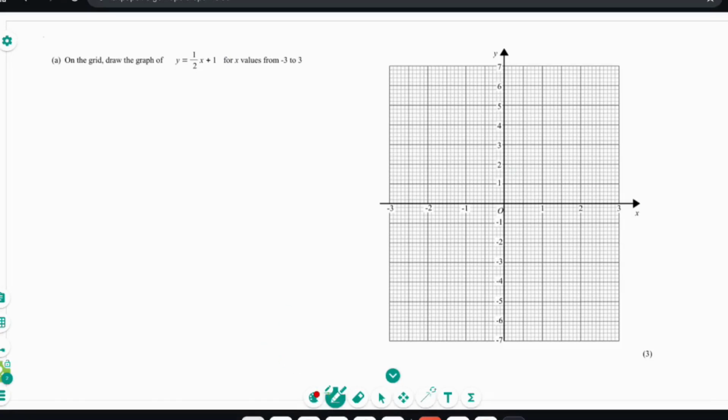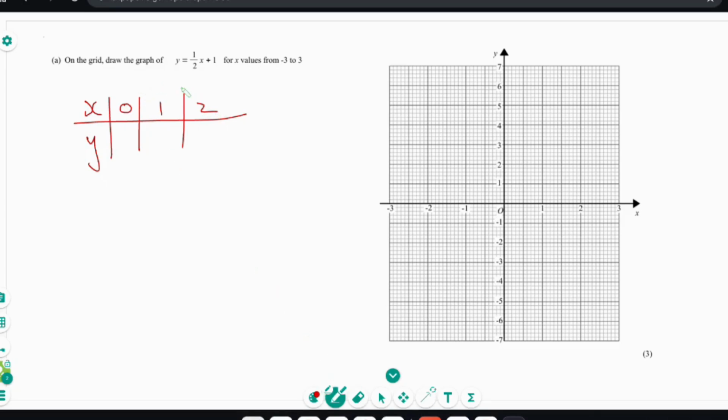Okay, now sometimes you're not given a table. It just says on the grid, draw the graph y equals half x plus 1. If you're ever in this situation, you need to draw your own table. You can use all of these values for your x values, but I just use a few of them and then just draw my line a bit longer. So I'm going to use 0, 1, 2 for my x values.